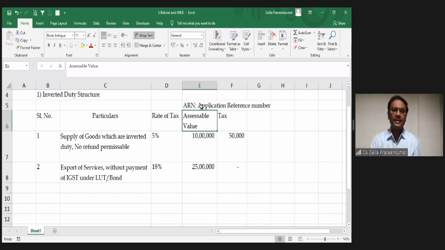Now, what happens here? As a registered person, when I file an application, it is a simple process. No need to give any documents. You need to say you want to export the goods or services. I comply with so-and-so terms and conditions under the specified laws, and then I submit my application.